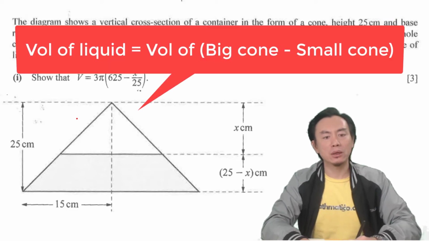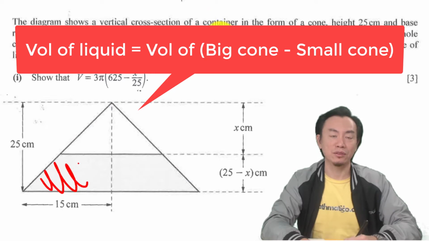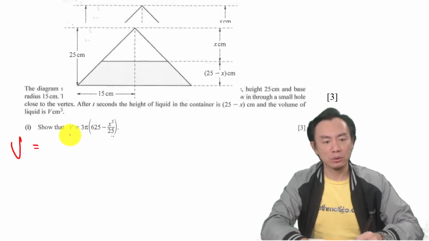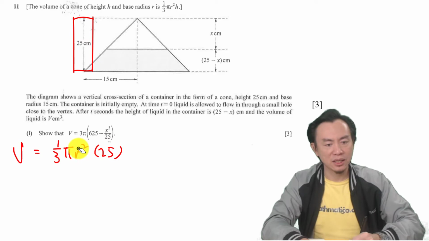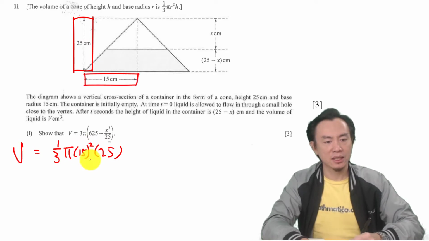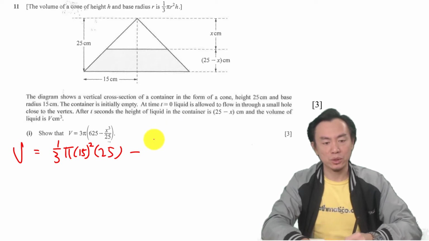So that means you have the big cone minus the small cone. That will give you the volume of the liquid here. The big cone will be 1/3 pi r squared height. The height is 25, the r is 15. Okay, minus the small cone, which is 1/3 pi r squared.